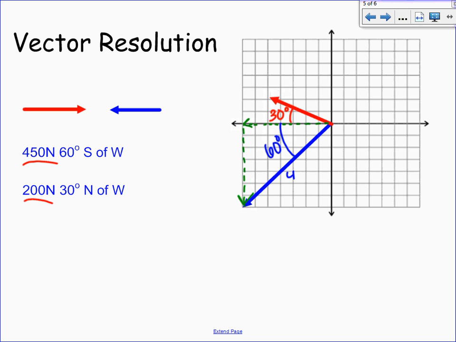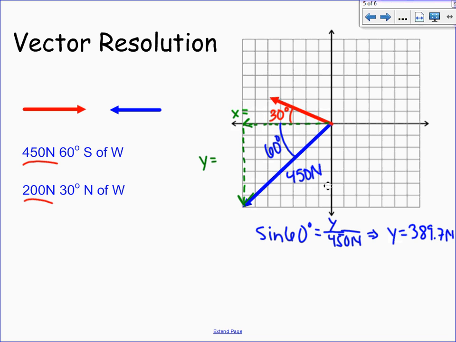I know that my hypotenuse is 450 newtons, and that my angle is 60 degrees. So I'm going to figure out what is my y component and what is my x component. All right, to find the y component, we're going to go ahead and use sine. Sine of 60 degrees equals opposite, which is y, over hypotenuse, which is 450 newtons. Now make sure that your calculator is in degrees, not radians. So sine of 60 degrees is approximately 0.866, and then times 450, and our y value should be approximately 389.7. So I'm going to go ahead and write that over here, 389.7.